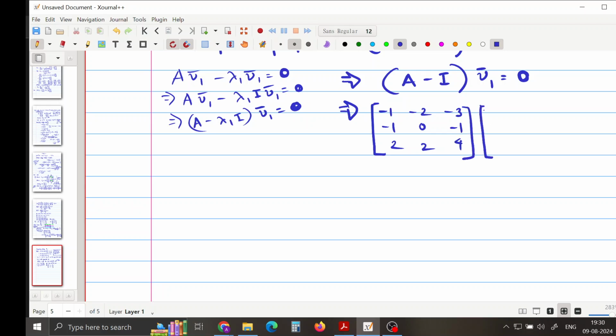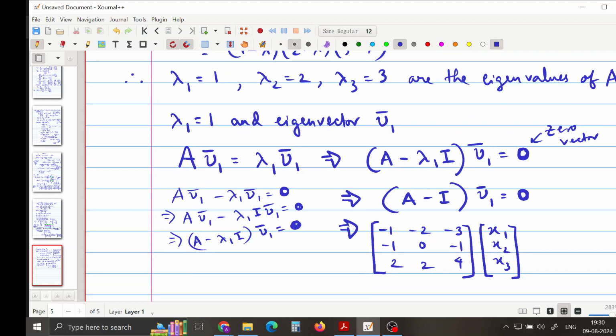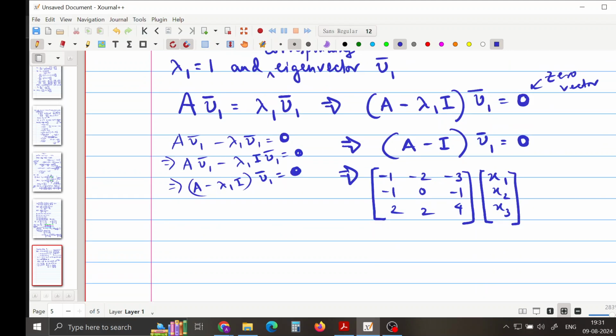And let me call this x1, x2, x3, okay? Some unknown, it's a vector of unknown variables, the eigenvector v1. So eigenvector v1 is the eigenvector corresponding to the eigenvalue lambda 1. This is how we tell. Okay. So this is the all zero vector, which is 0, 0, 0. Clear?